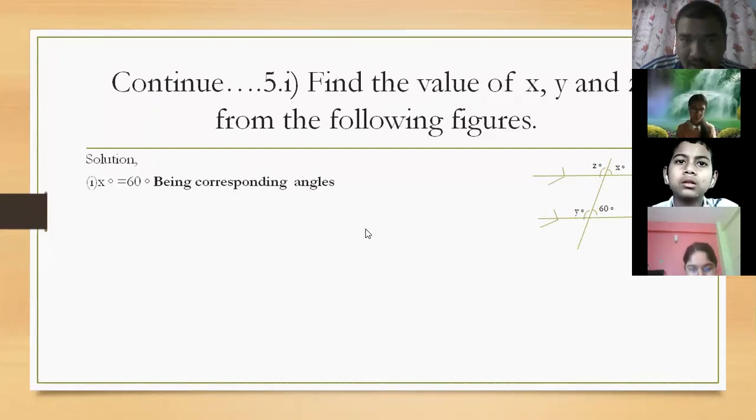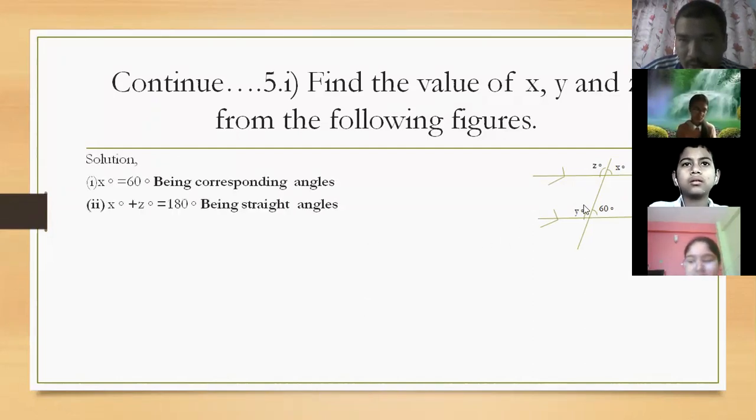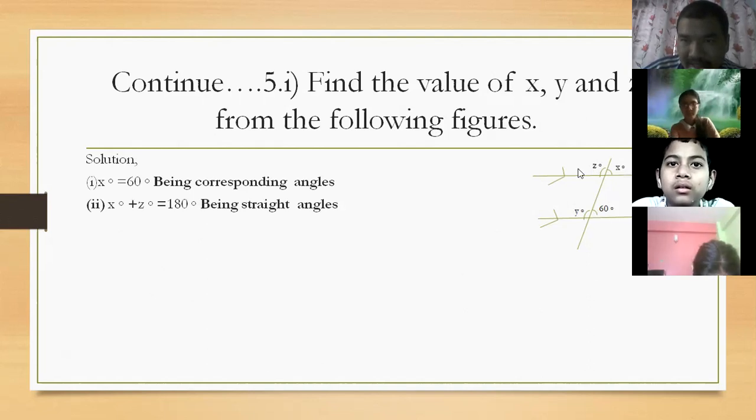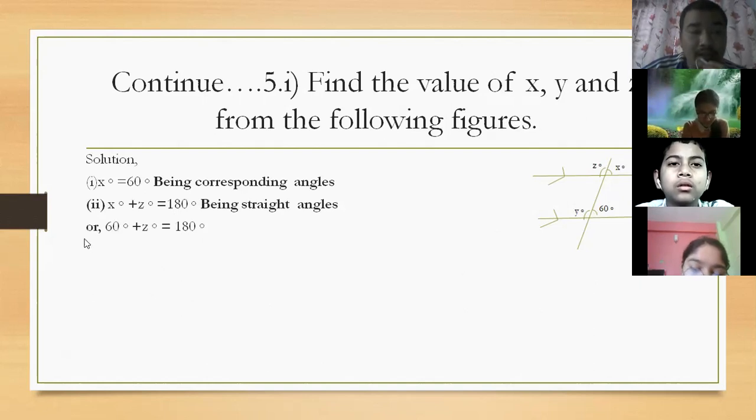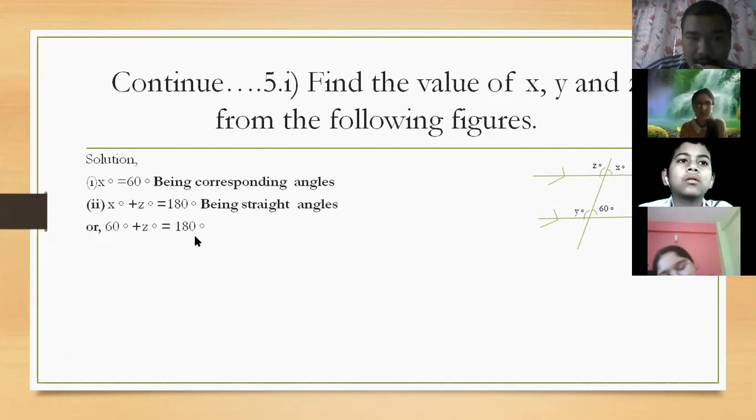After finding the value of X, you know X degrees and Z degrees are making a straight angle. X and Z will make a straight angle. Then X plus Z will be 180 degrees. Then when 60 goes here, it will be subtracted: 180 minus 60, then you will get the value of Z, 120 degrees. Are you clear, children?